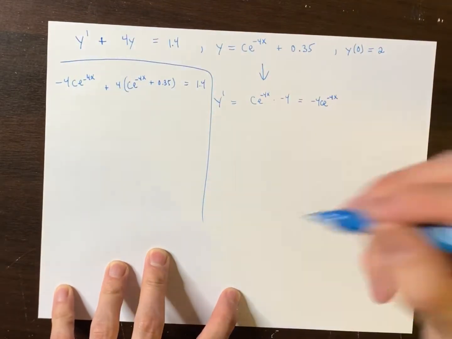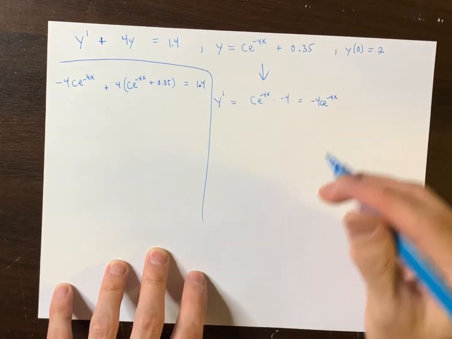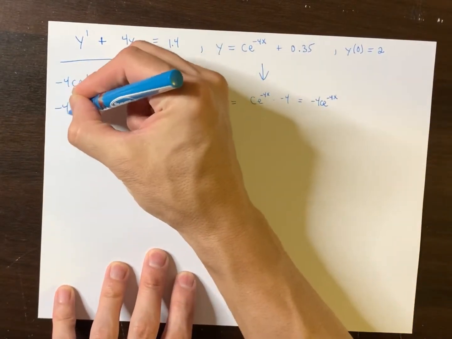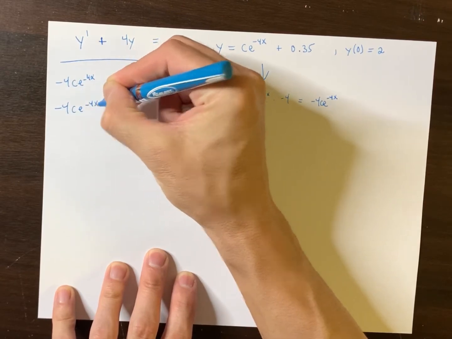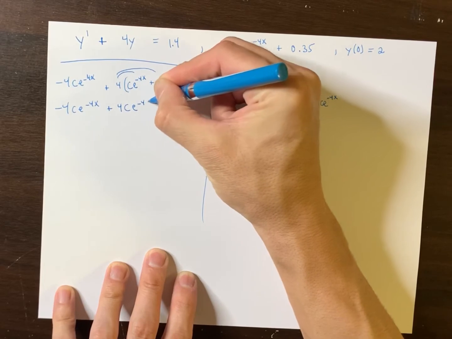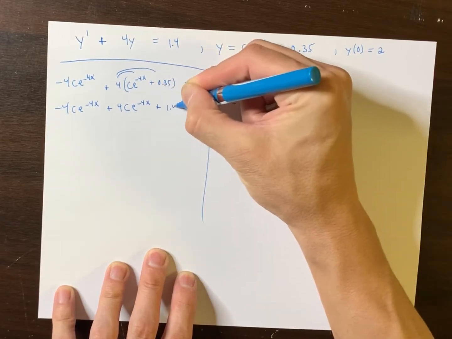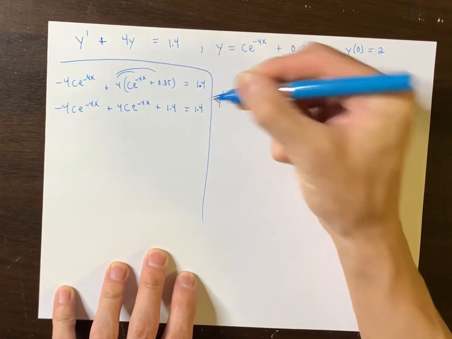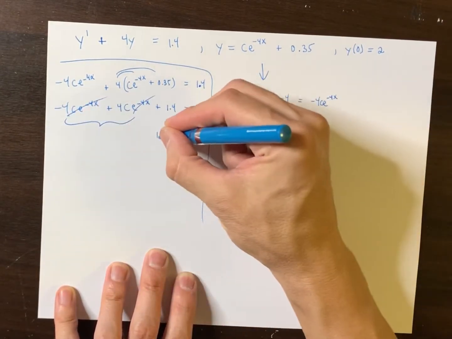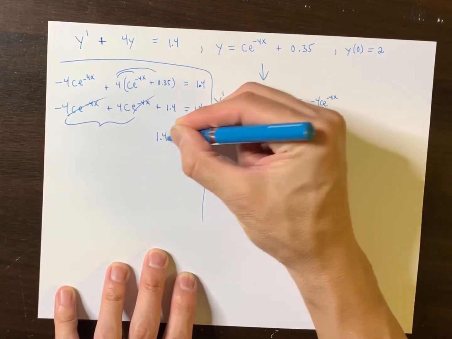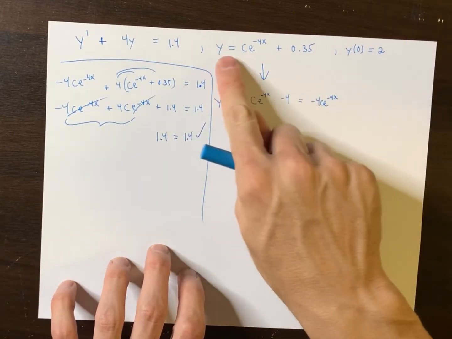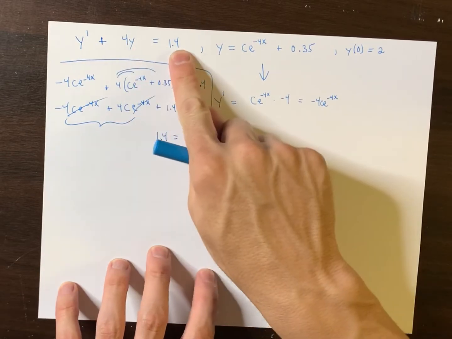Let me just separate this from the pack. So let's see if this is true. Now, maybe we can use the distributive property. And then we, of course, have elimination between these terms. And so that 1.4 is indeed equal to itself. So that shows that this is a solution to this differential equation.